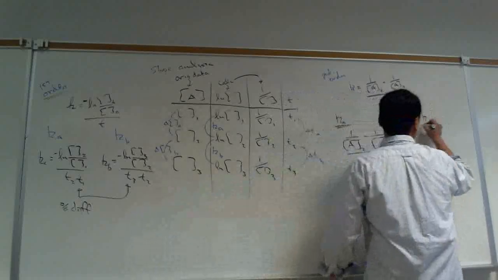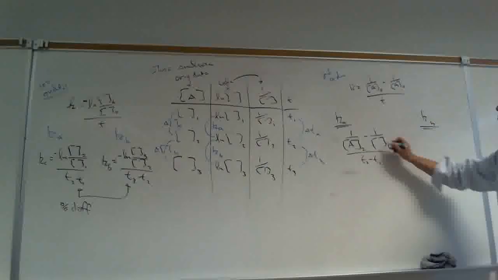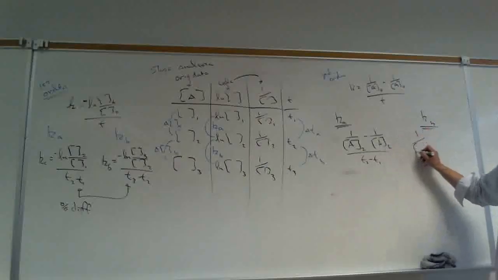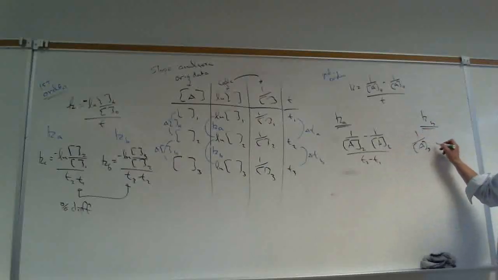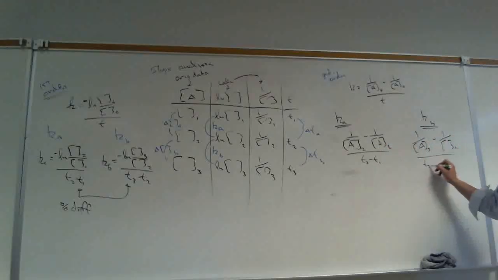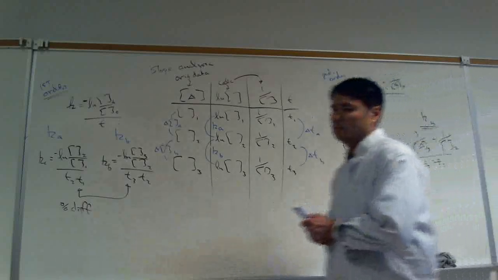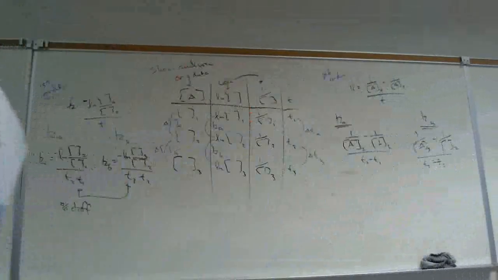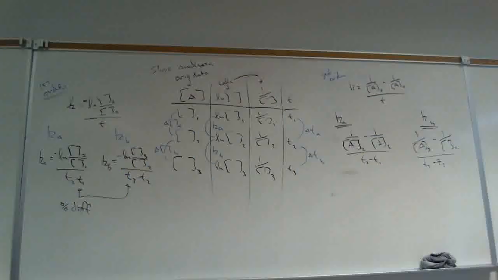And then for segment B, the slope, or K, is going to equal 1 over the concentration at time 3 minus 1 over the concentration at time 2, divided by T3 minus T2. And so all this writing, all we're doing is comparing the two slopes, between the first 2 points and the second and third point. Does that make sense? That's all we're doing, is just comparing the slopes.